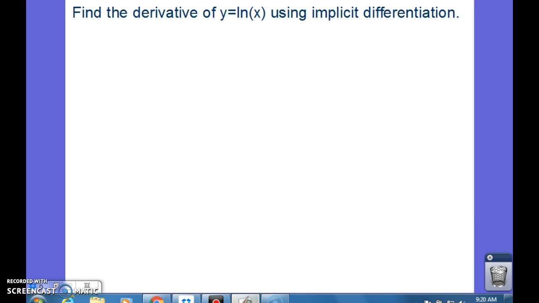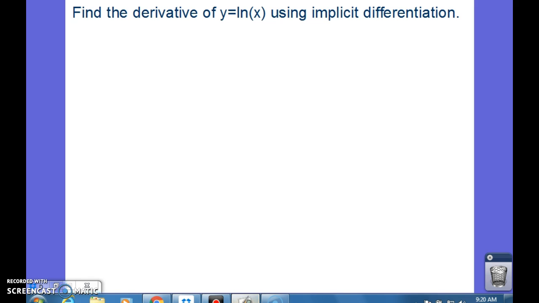Find the derivative of y equals the natural log of x. So, kind of like why you asked, how is this true? I'm going to walk you through the how and the why of the natural log of x using e to the x, since we now know e to the x.